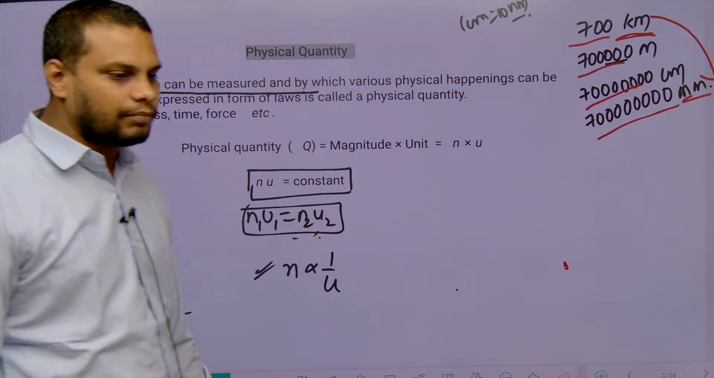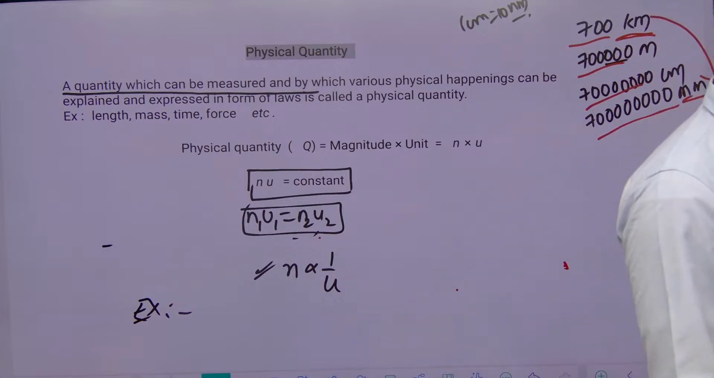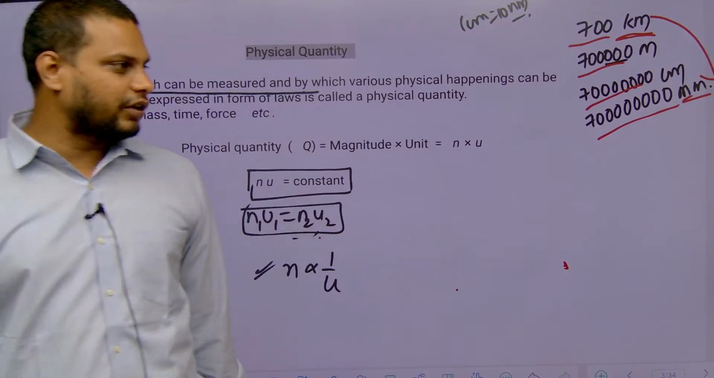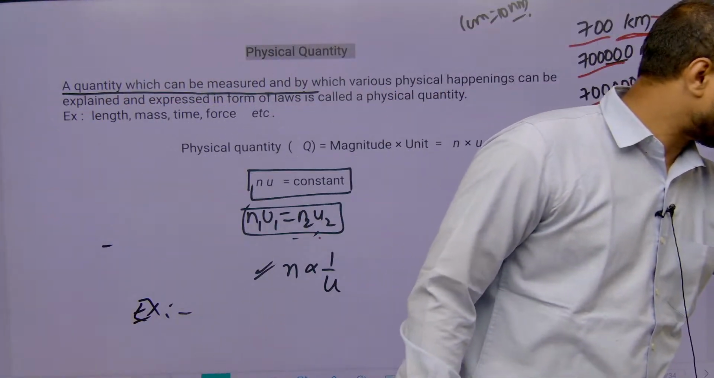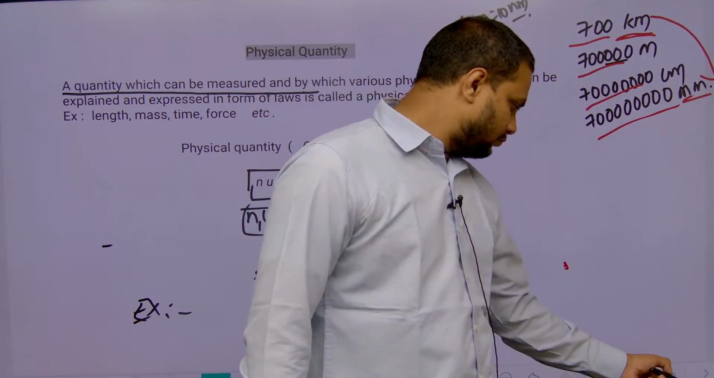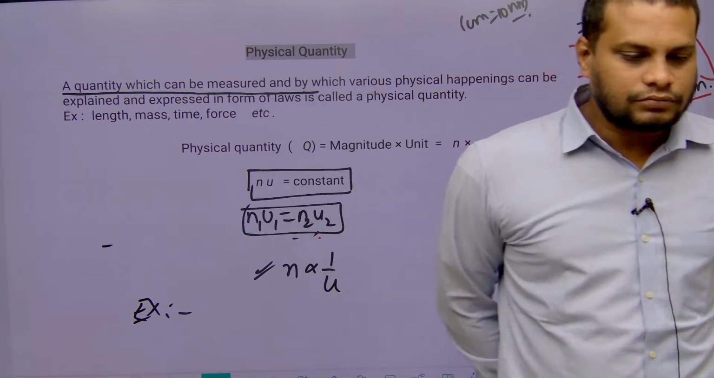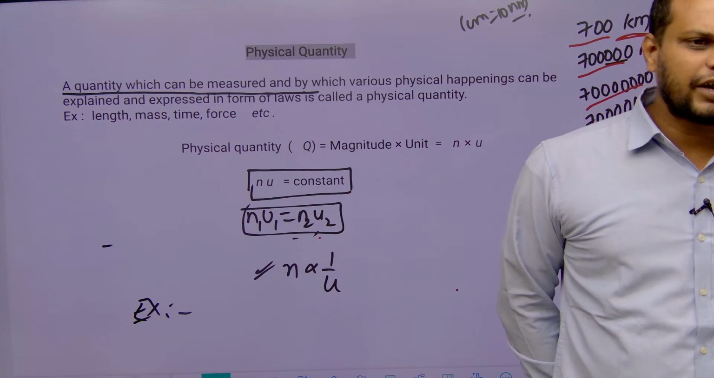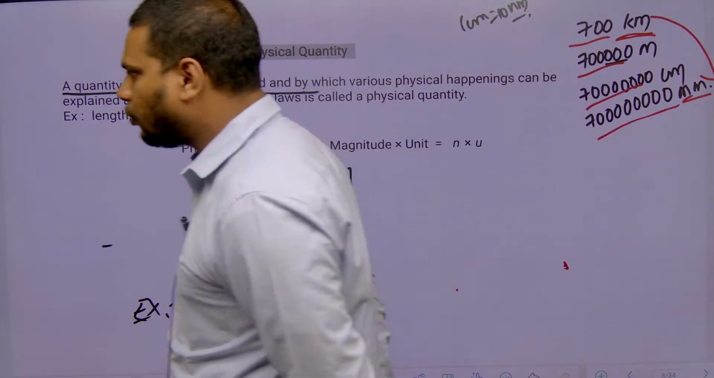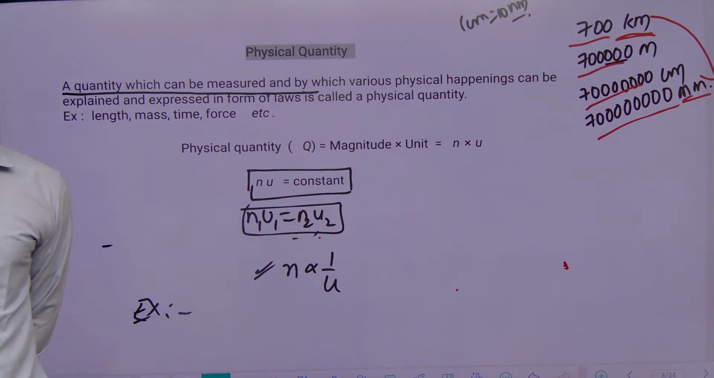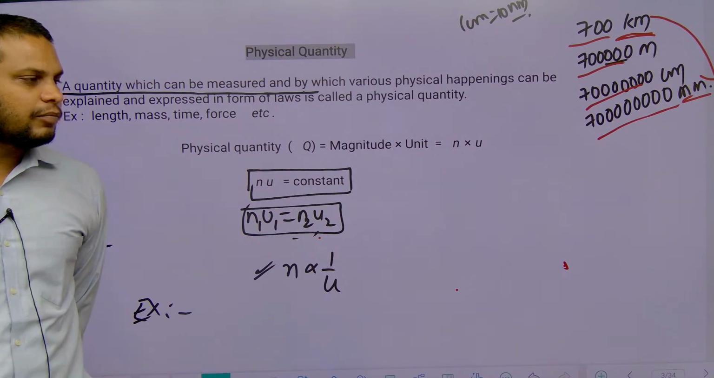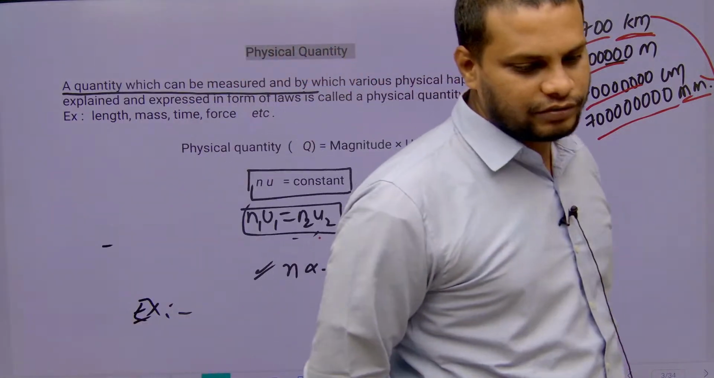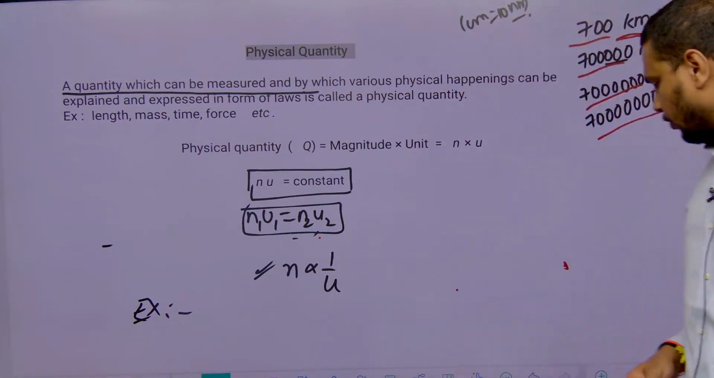Write an example: distance between 2 cities. So an example of a physical quantity is the distance between 2 cities. Okay, one more example can you give me? Anything you can measure. Yes, height of a body. That can also be measured, right? Weight of a person, anything we can measure. So take 2 examples, then we'll go for the next one.